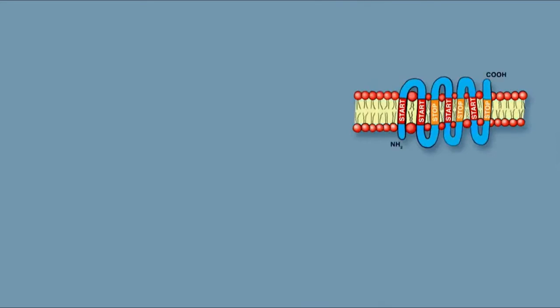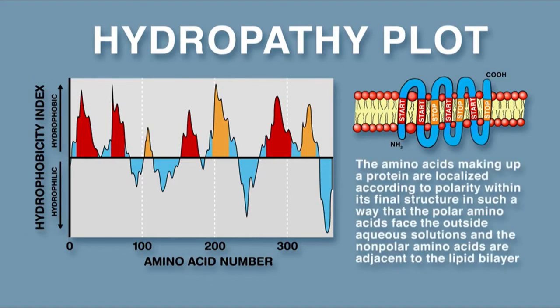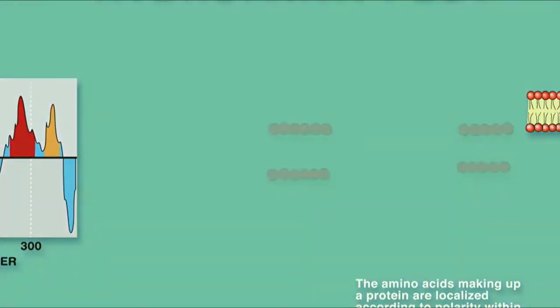Transmembrane protein structure can be predicted using a hydropathy plot, which has hydrophobicity index on the y-axis and amino acid number on the x-axis. The amino acids making up a protein are localized according to polarity within its final structure in such a way that the polar amino acids face the outside aqueous solutions and the nonpolar amino acids are adjacent to the lipid bilayer.